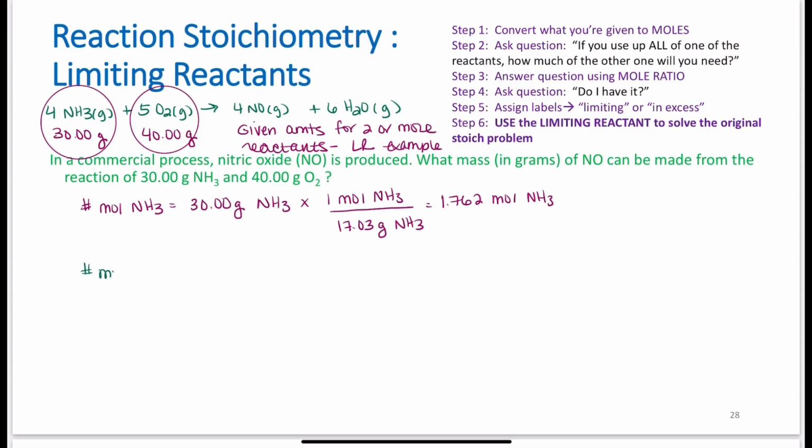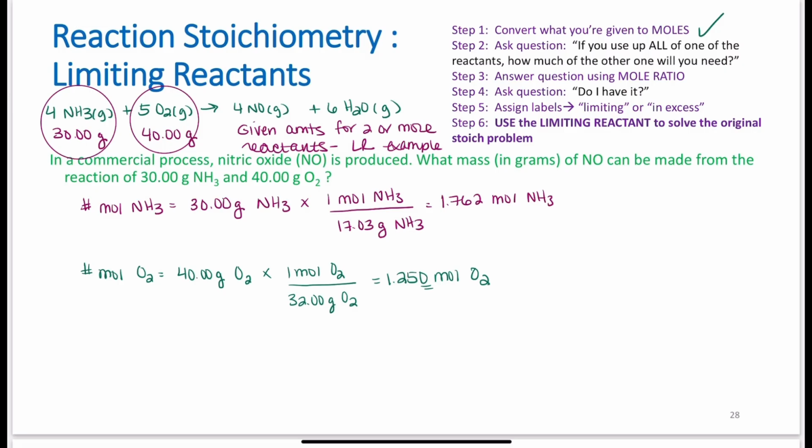Do the same thing with your other reactant. I need to know the number of moles of O2. I have 40 grams of O2. 1 mole of O2 weighs 32 grams. 1 oxygen is 16 grams per mole, so 2 oxygens is 32 grams per mole. This gives me 1.250 moles of O2. Notice I'm putting that 0 here because I can keep my sig figs, okay? So I've done step 1. I've converted everything I have to moles.